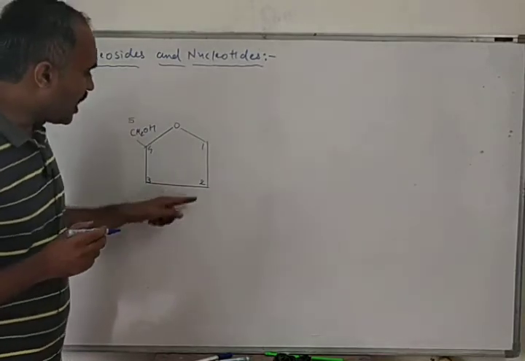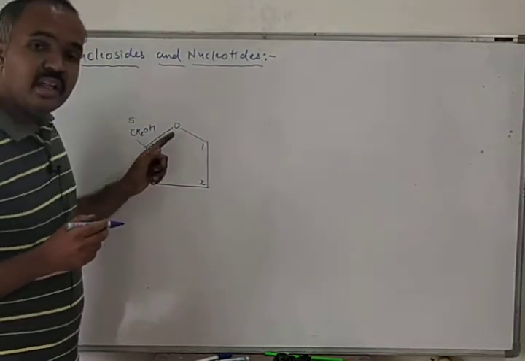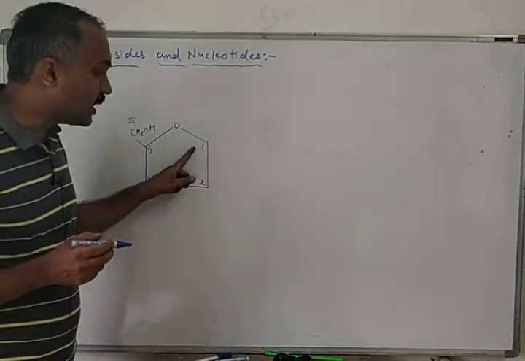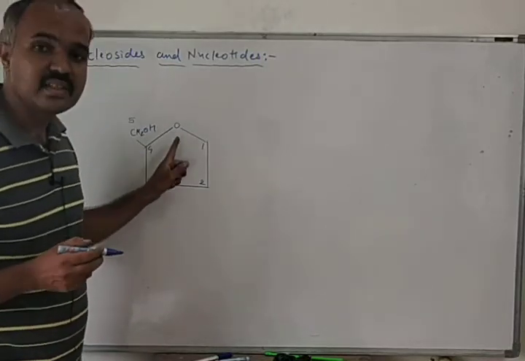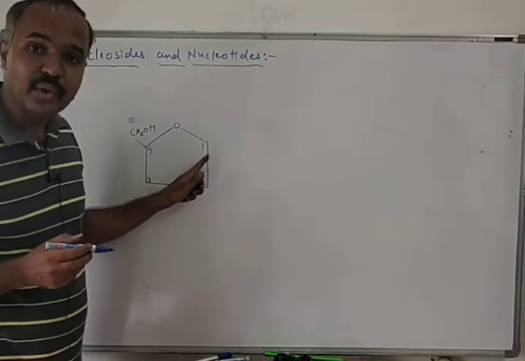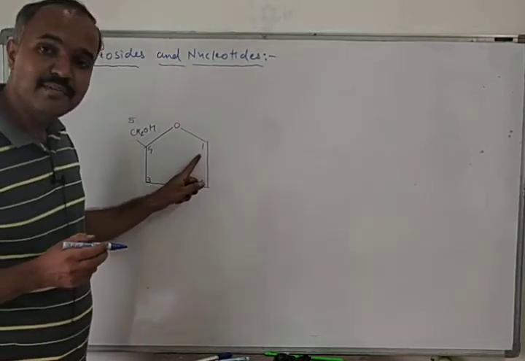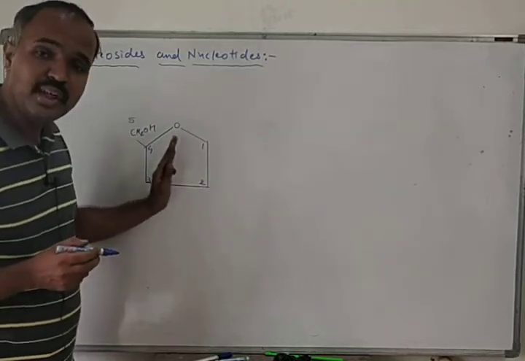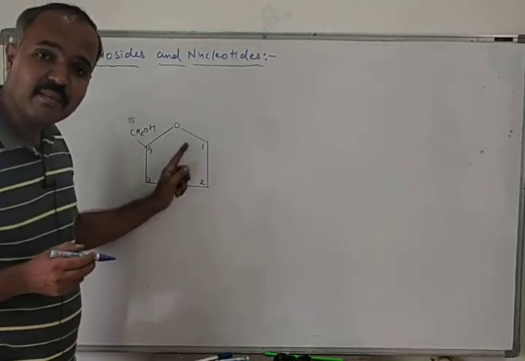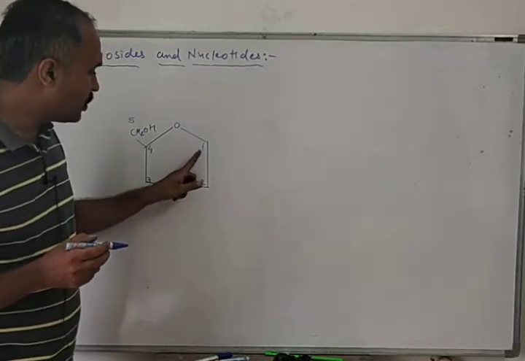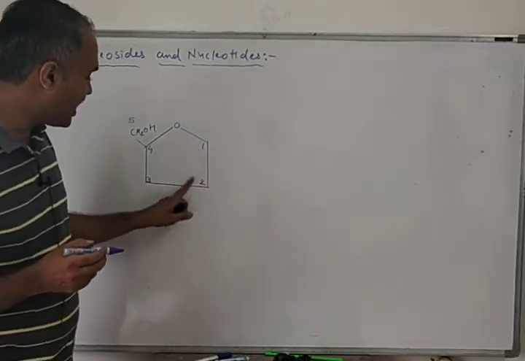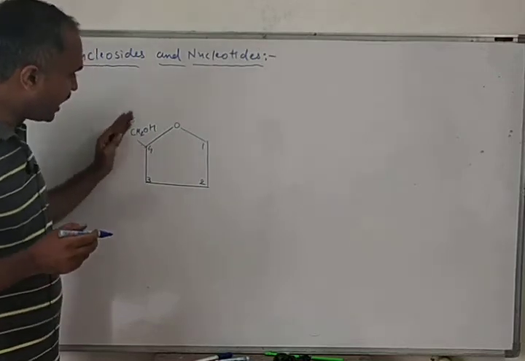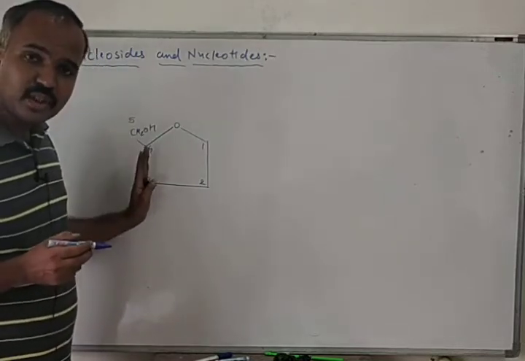So here a pentose sugar is there, and the counting of the carbon starts from here, not from here, because here oxygen is there. Here carbon is located, so counting of the carbon will start from here. Here first carbon is there. I have not drawn the carbon, but I am indicating that carbon is present over here. So here first carbon, second carbon, third carbon, fourth carbon, and fifth carbon is present outside of the ring.